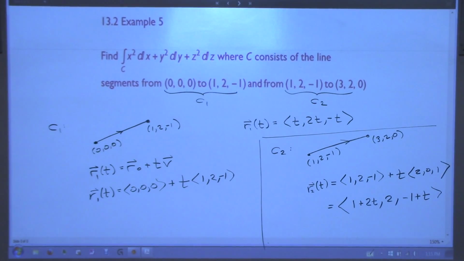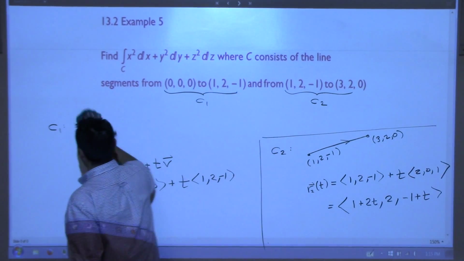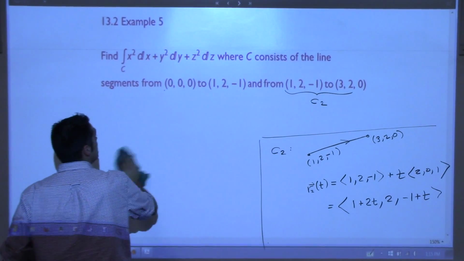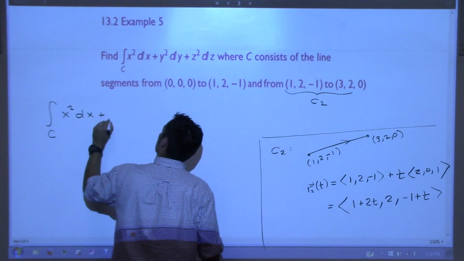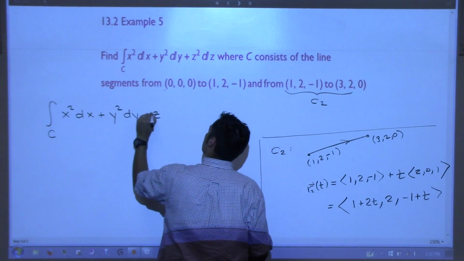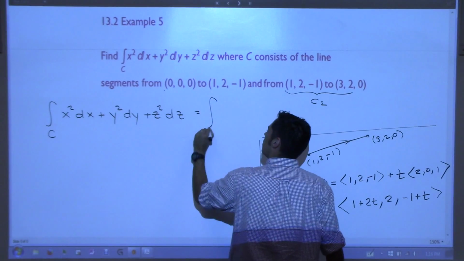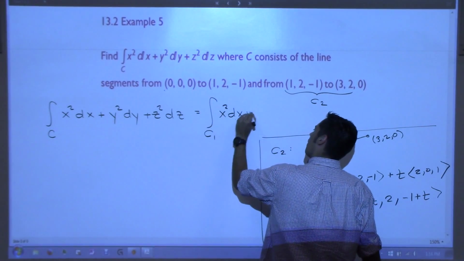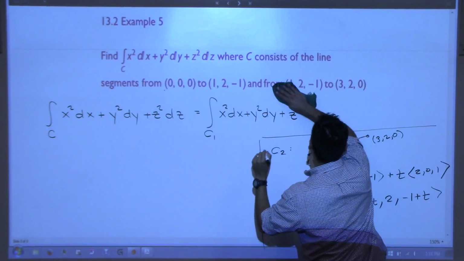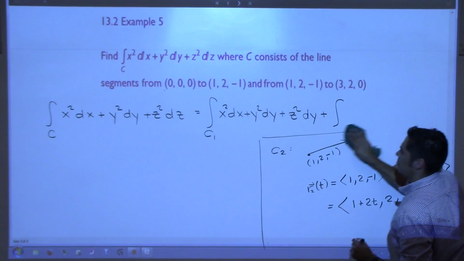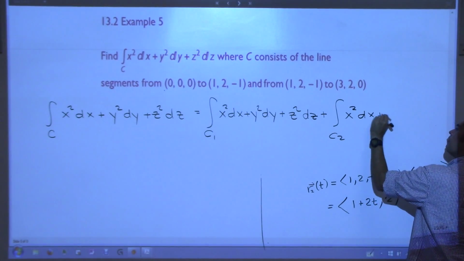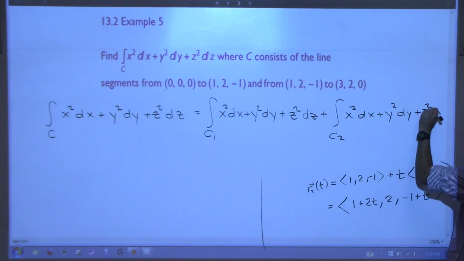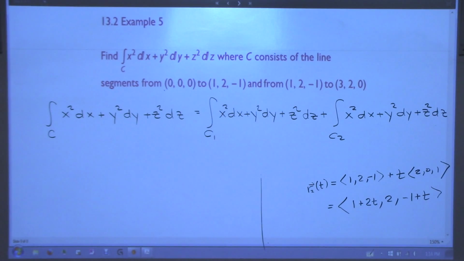All right, I think I'm ready to set this thing up. I'm erasing everything I'm not going to need. The line integral of x squared dx plus y squared dy plus z squared dz along the curve C is equal to the same thing along C1 plus the same thing along C2. DZ, thank you. Questions? So I'm splitting up C into its two pieces.